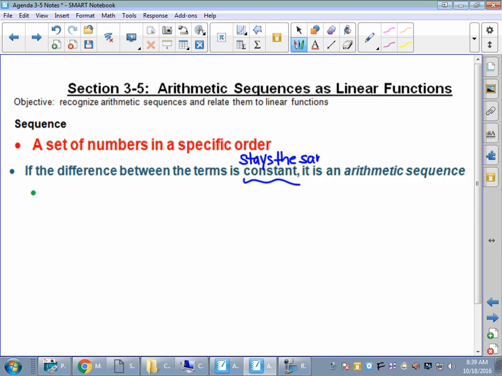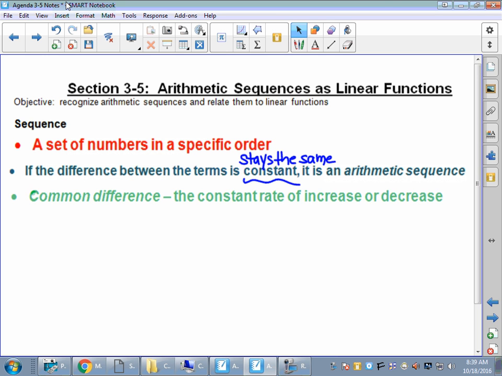Basically, you're looking for a pattern. Adding or subtracting is your pattern. And that pattern number is called the common difference. It's the constant rate of either increase or decrease. So if it's increase or decrease, that means that you are either looking, are you adding to get from one number to the next, or are you subtracting to get from one number to the next? One of those two options.